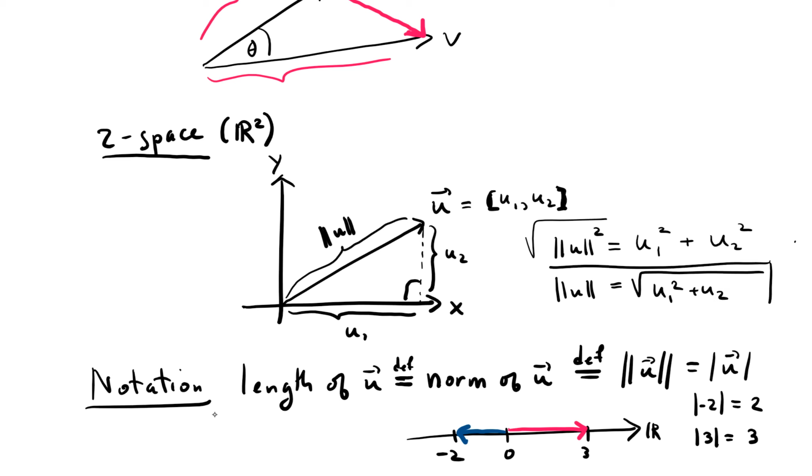So this is our first formula. The norm of u for a vector in 2 space, whoops, I forgot the square here, is the square root of u1 squared plus u2 squared. Just be careful, the 2 up there is for squaring something, and the 1 and the 2 at the bottom are used to specify the coordinates of the vector.